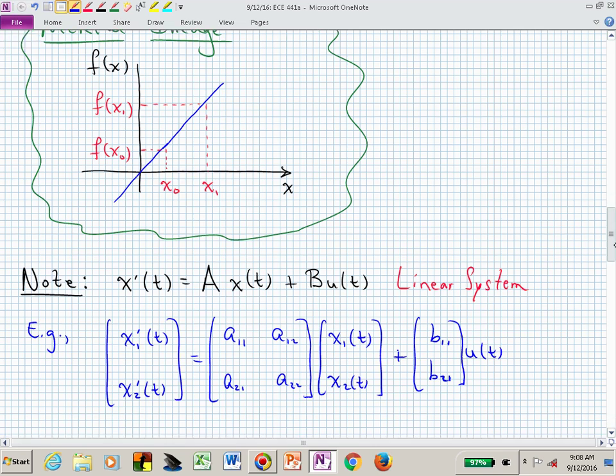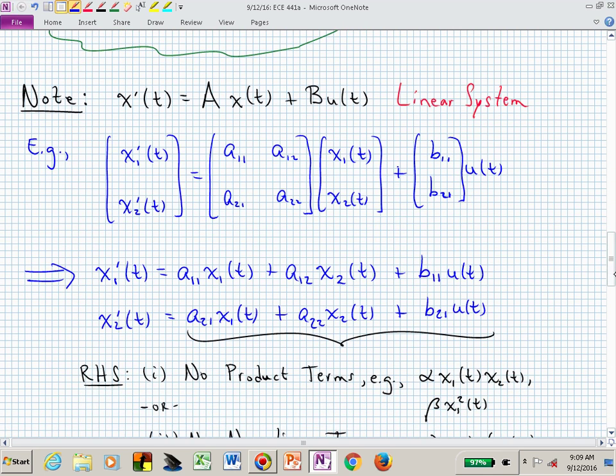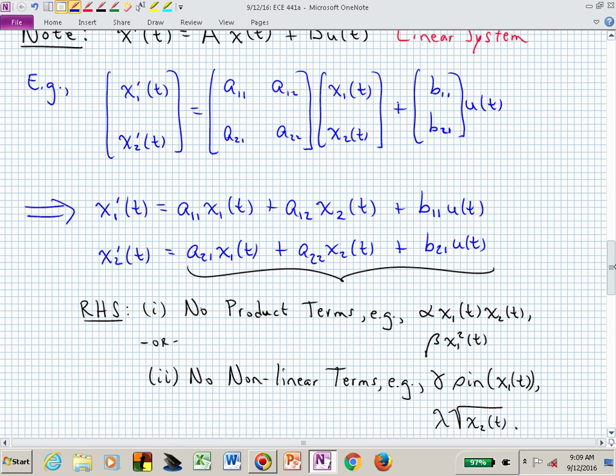Meaning, if you look at that system and brute force multiply out and generate the right-hand sides, you see that each of those right-hand sides, there's no product terms, there's no x1 times x2, and there's no terms involving a nonlinearity. It's simply a constant scaling, a sum of the state variables and the inputs.